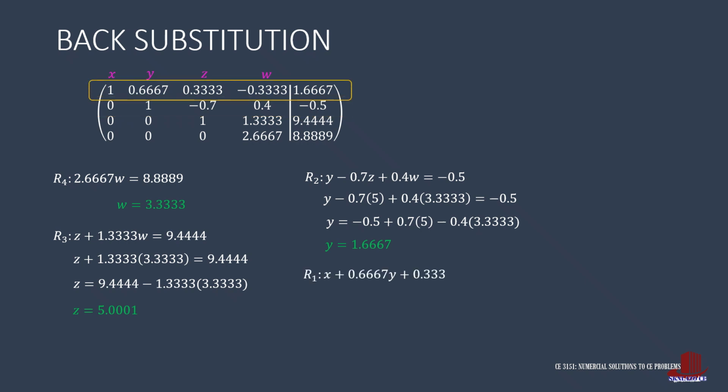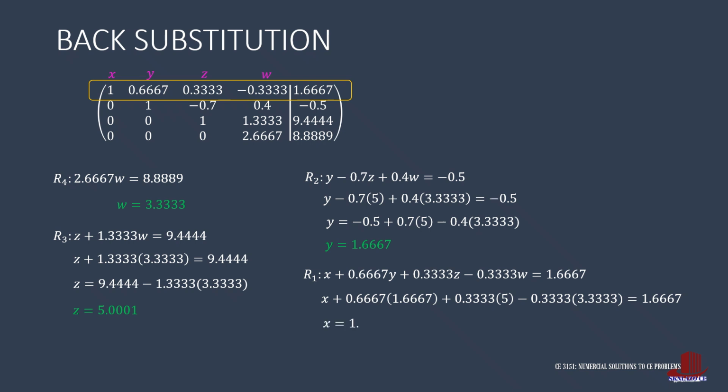From the top row, the equation is X plus 2/3 of Y plus a third of Z less a third of W as equated to 1 and 2/3. Just the same, place solved values of W as 3.3333, Z of 5, Y of 1.6667 into the equation. Then isolate X, where after simplification, X is solved as 0.